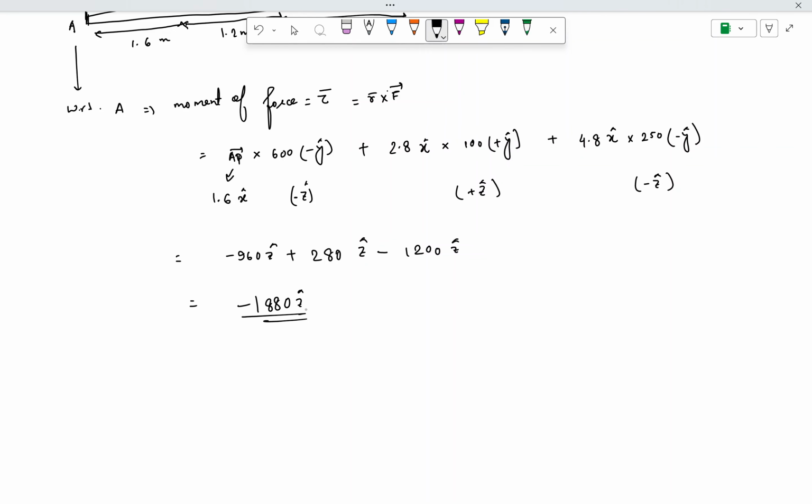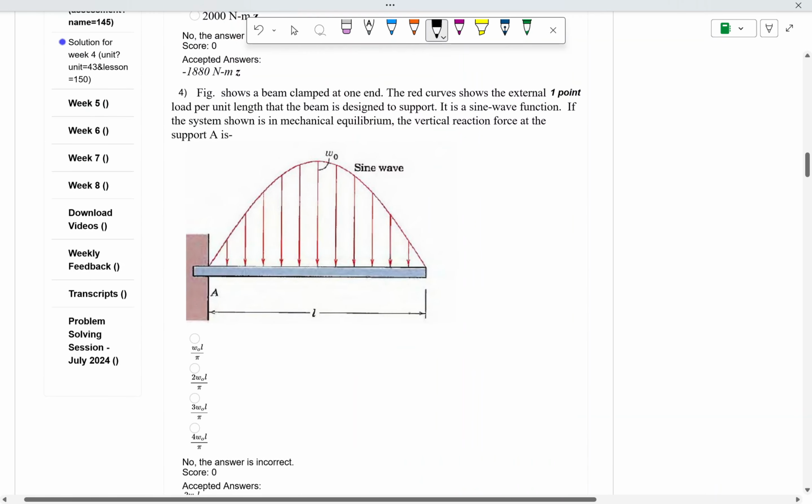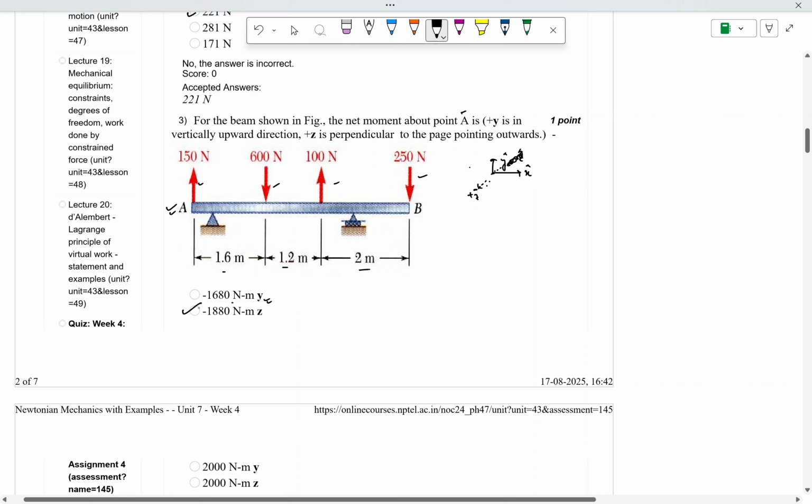This is your torque or the moment of force. This is the magnitude, and the direction is minus z cap. It is in Newton meter because it is force times distance, right? So let us choose our correct answer. Our correct answer is this one, minus z cap direction, and 1880 Newton meter is the value.